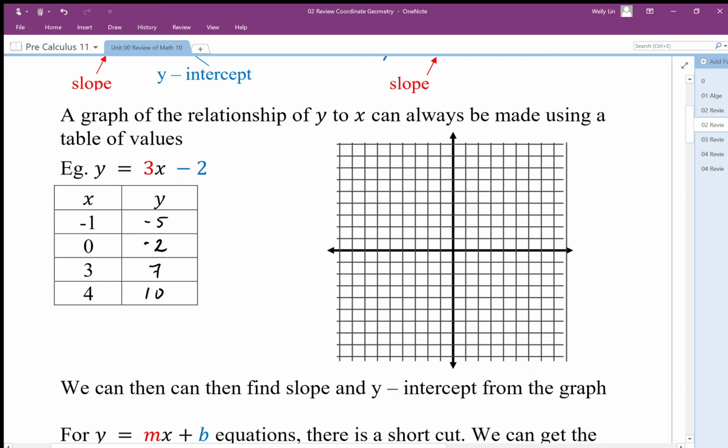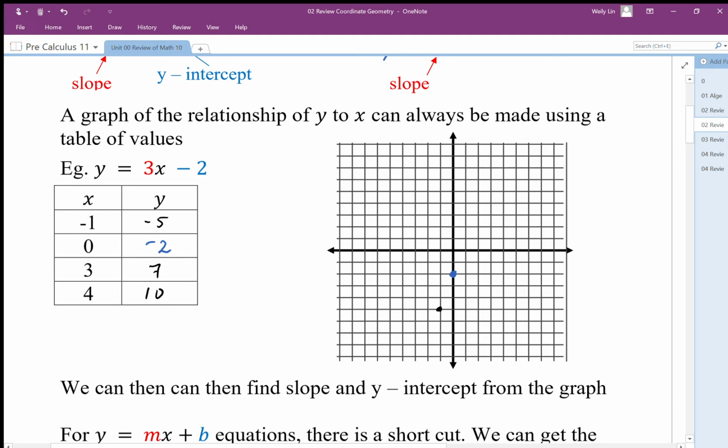Then we can plot these coordinates. Negative 1, negative 5 is a coordinate. The y-intercept is a point on the graph. Maybe I'll do that point in blue. This is a special point. This is our starting point, the y-intercept coordinate, and it shows up in our equation.